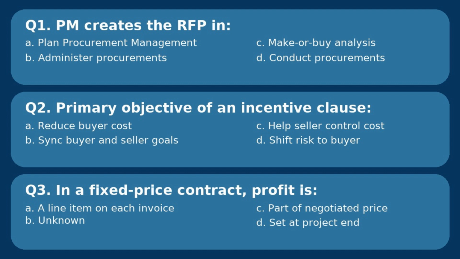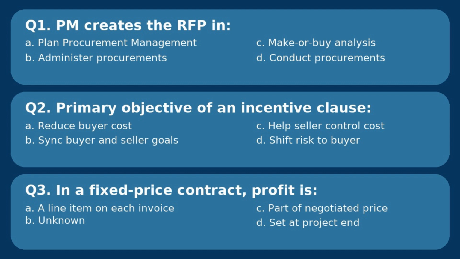In a fixed price contract, the seller has already baked their cost plus profit into the price you both signed. The buyer just sees the deliverable equals 10 lakhs or this phase equals $35,000. Inside that number is the seller's margin. You don't see profit on a separate line every month.